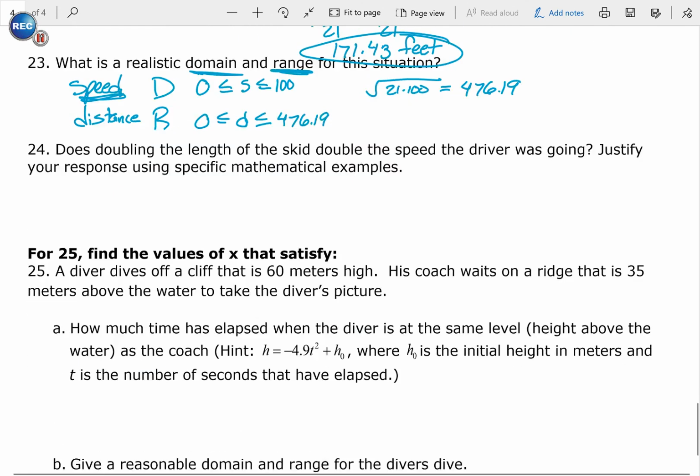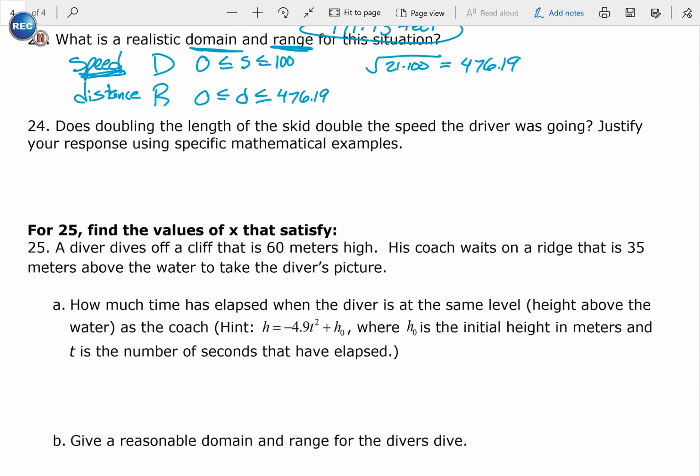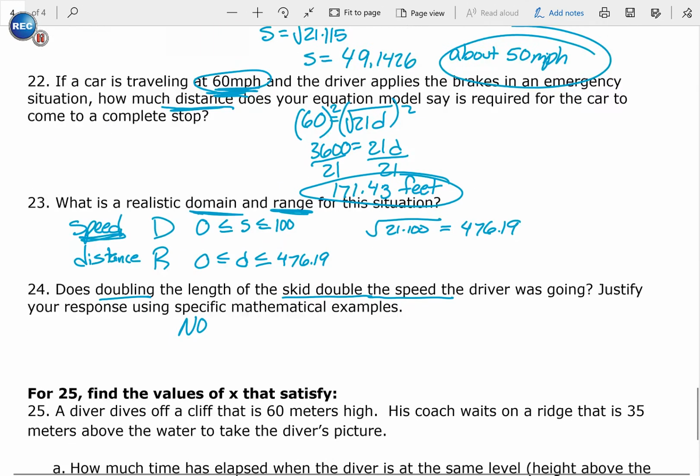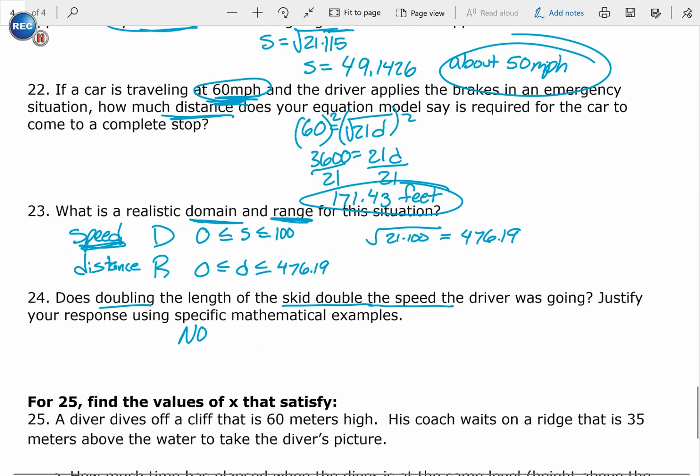Okay, so let's go ahead and take a look at number 24. Does doubling the length of the skid mark double the speed the driver was going? Justify your response using specific mathematical examples. Okay, now the answer to this is no. The reason why is this equation is not linear, okay?